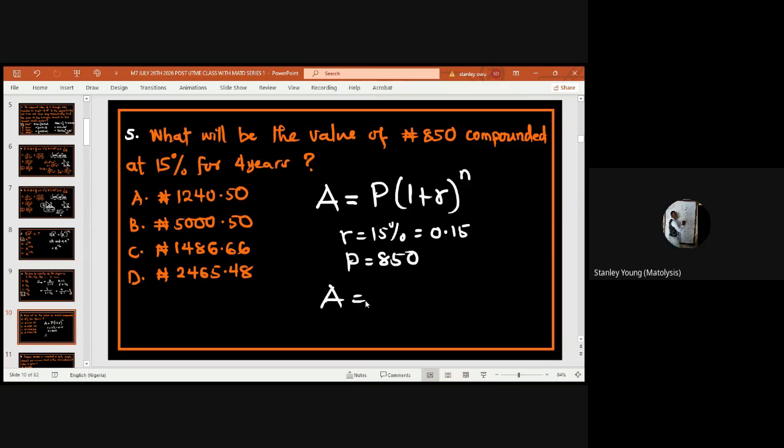So your A is going to be 850 times 1 plus 0.15, which is 1.15, raised to the power of the number of years, in this case 4. So you take your calculator and press 850 times 1.15 raised to the power of 4. That gives you 1,486.66. So that's what you have there, and only option C aligns with that.